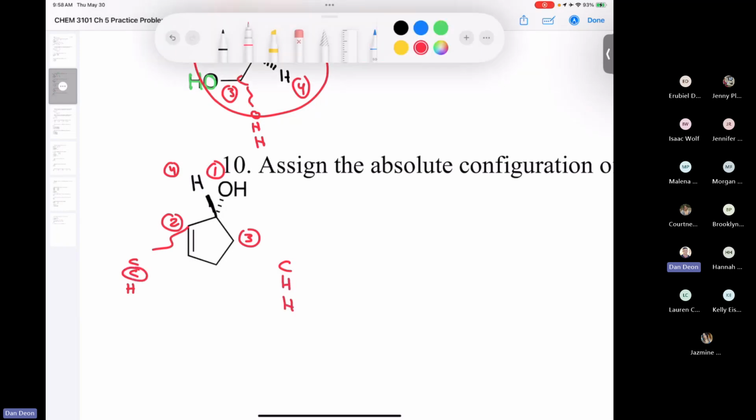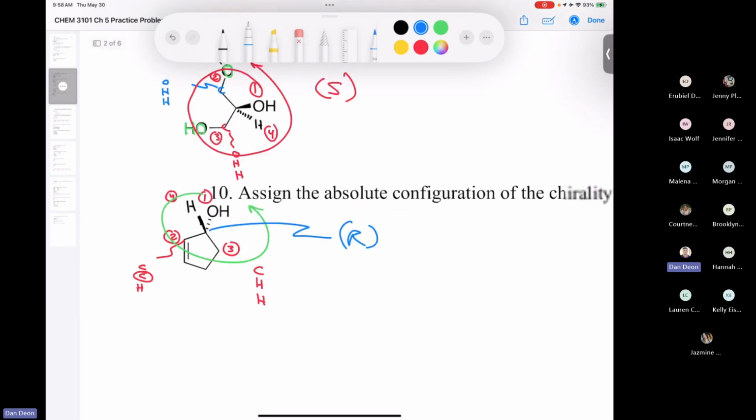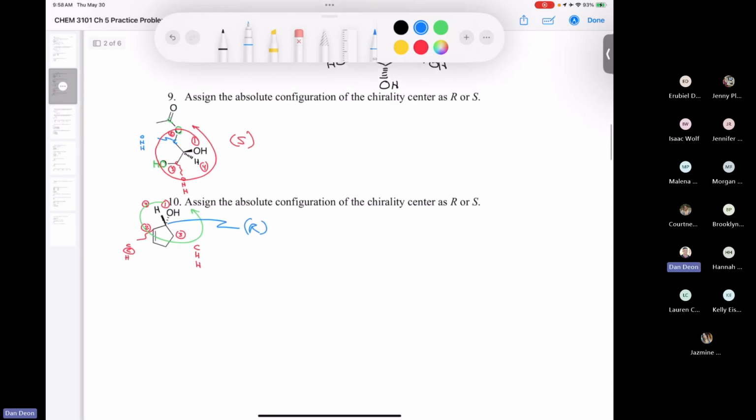So here's my tiebreaker. I'm going to go from 1 to 2 to 3, which is counterclockwise, which would be S, but we flip it because the hydrogen is coming in front. And so this stereocenter would be R. All right, let's keep going.